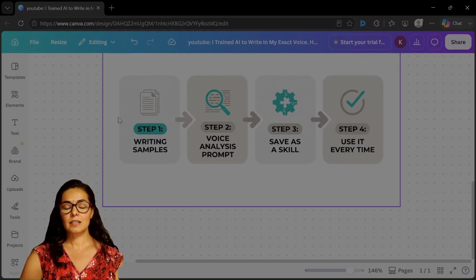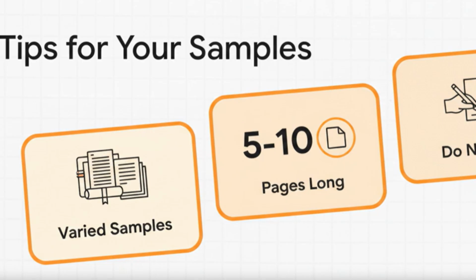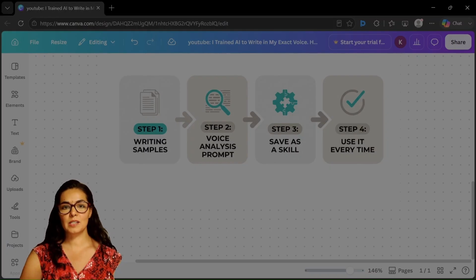First step is gather your writing samples. So, I gathered my actual samples of my own writing, 5, 10 pages in total. The bigger and more varied your sample is, the better the analysis is going to be. This is the foundation everything else is built on, so don't skip it and don't rush it.